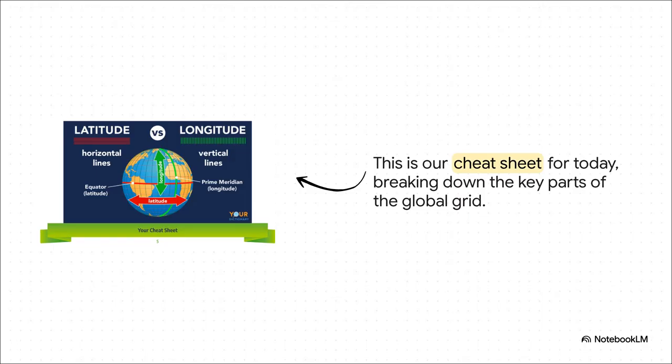And here it is. This is basically our cheat sheet for today. The grid has two main parts, the horizontal lines, which we call latitude, and the vertical lines, which we call longitude. Now, each set needs a starting point, right? For latitude, that's the equator, and for longitude, it's the prime meridian. So let's break down how each one works, and we'll start with latitude.